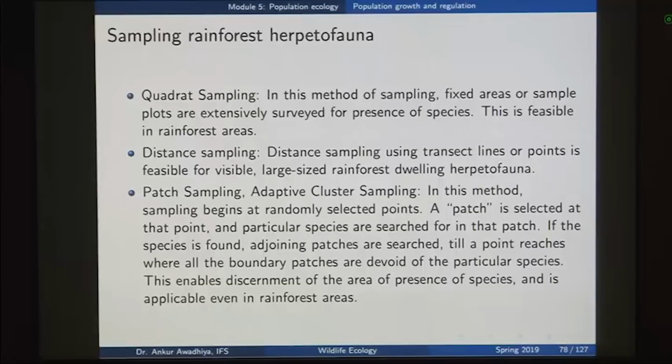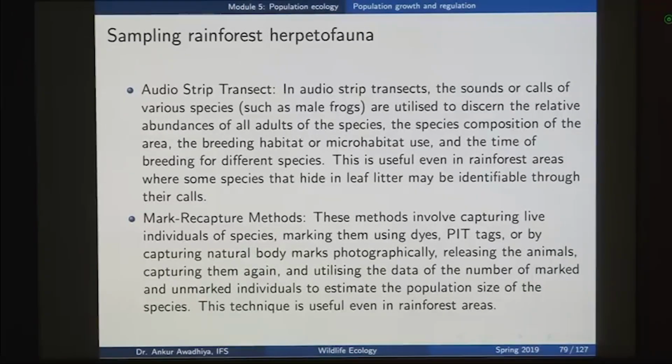For some species you may go for a larger size patch, for some species you may go for a smaller sized patch. So, these are all different methods of estimating populations and their parameters. You could go for an audio strip transect.